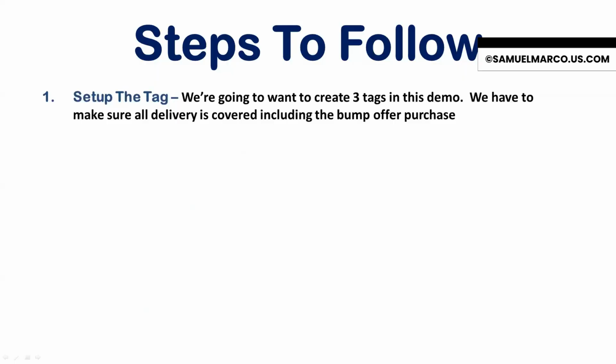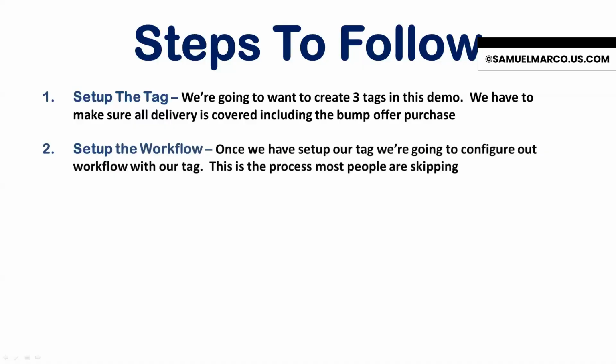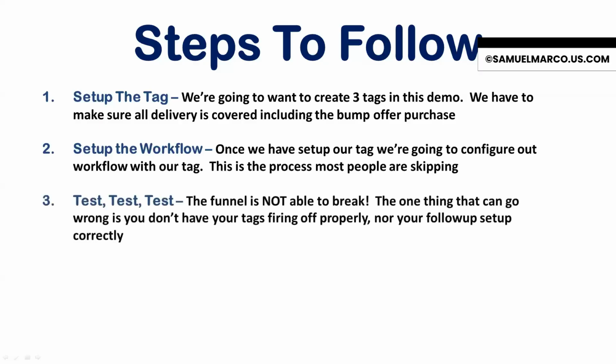Then we're going to set up the tags. Now we're going to create 3 tags, right? Number 1, we have the front end offer. Number 2, we have the bump offer, which is the audio product. Number 3, we have the upsell. Okay. So we have to make sure all delivery is covered, including the bump offer purchase. Then we're going to set up a workflow for each one of those tags. All right. And then we're going to test.